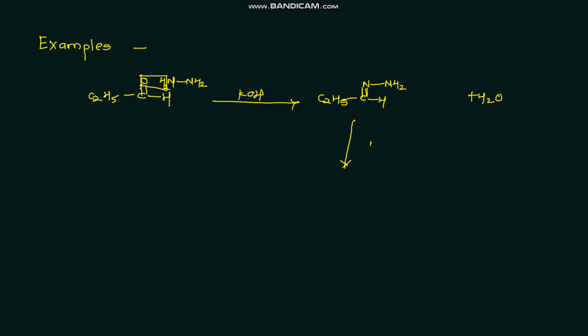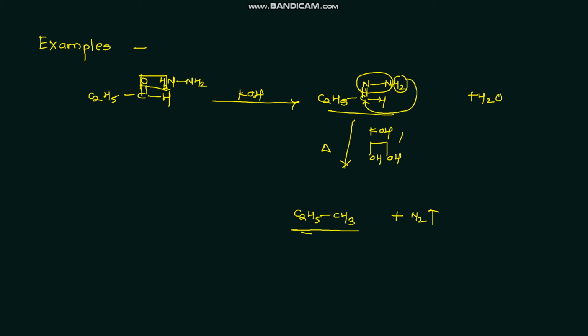Then this intermediate reacts with KOH in ethylene glycol under heating condition. This hydrogen adds here and N2 is eliminated. N2 gas is evolved and here C2H5CH3. These 2 hydrogen and this 1 hydrogen make CH3 and we get propane.